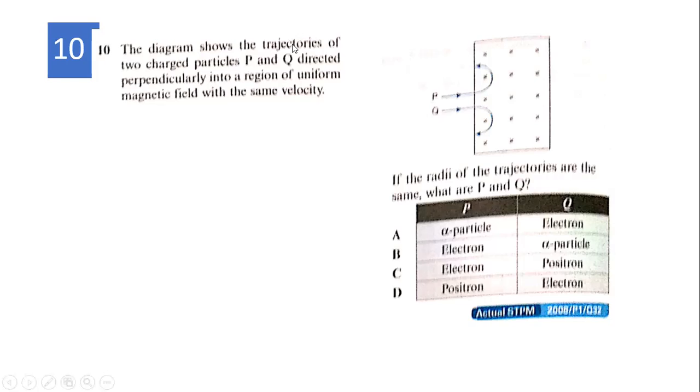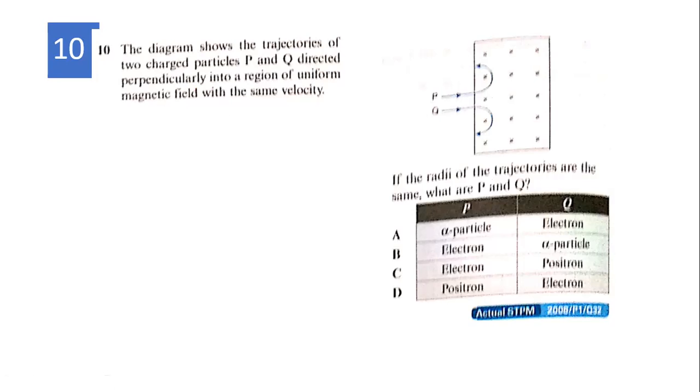Diagram shows a trajectory of two charged particles P and Q directed perpendicular into a region of uniform electric field with the same velocity. Both of them have the same velocity. One goes to the right, one goes downwards, one goes upwards. If the radii of the trajectory are the same, what are P and Q? What do you say?